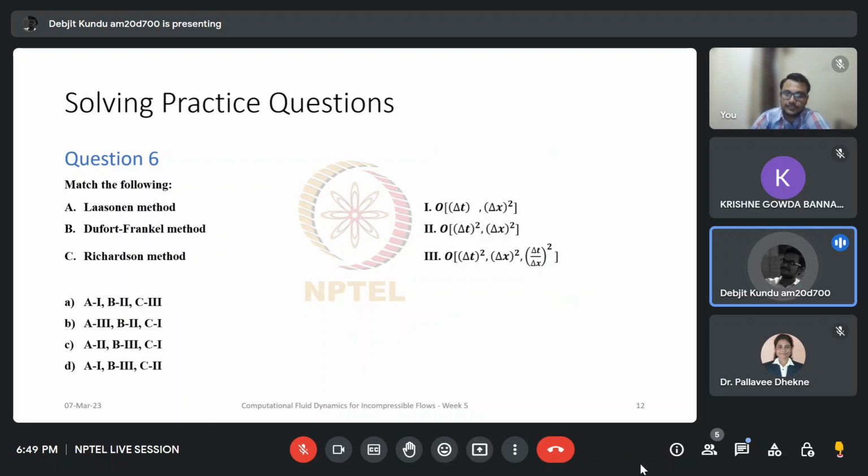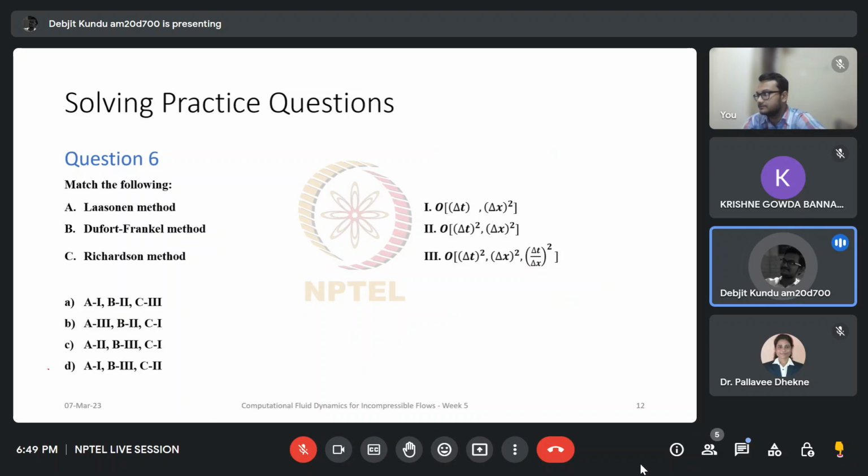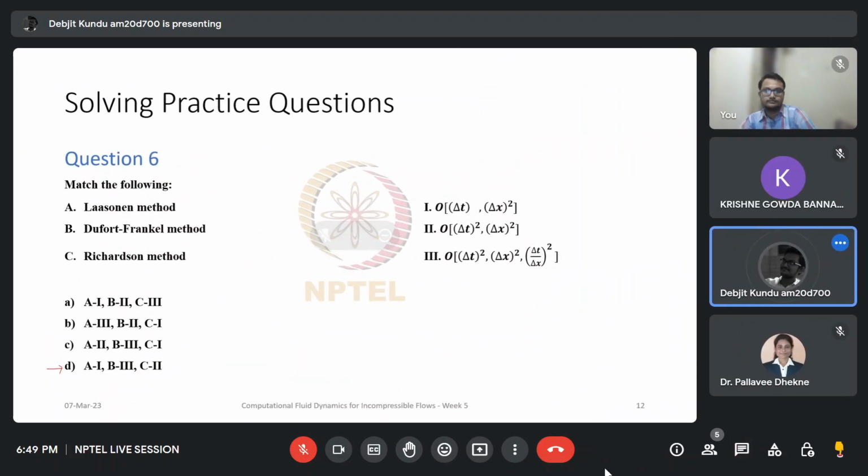And in the options we have option A, A1, B2, C3. Option B, A3, B2, C1. Option C, A2, B3, C1. And option D, A1, B3, C2. Okay, so we have one answer in the chat box, A1, B3, C2. That means option D, right? Yeah, correct. So let's see if there are any other responses. So A2, B3, C1, right? Yes, sir. Okay, so let's have a look at the correct solution.